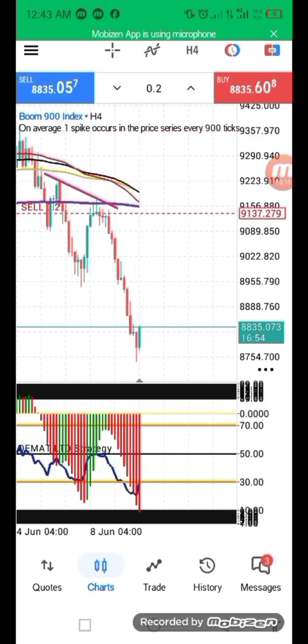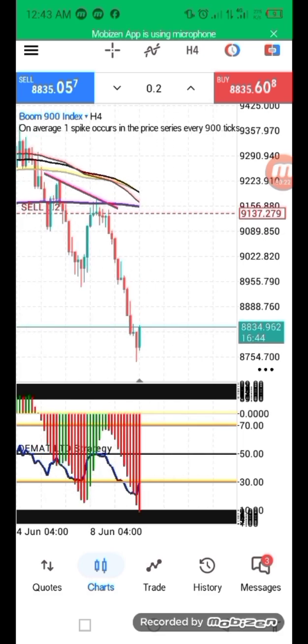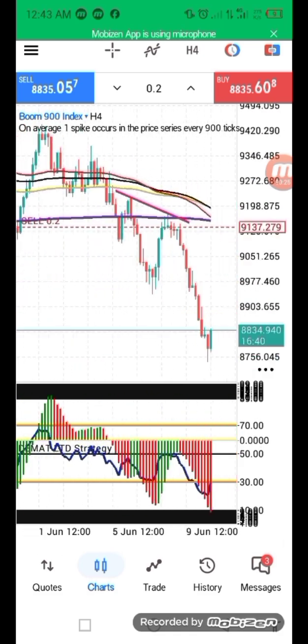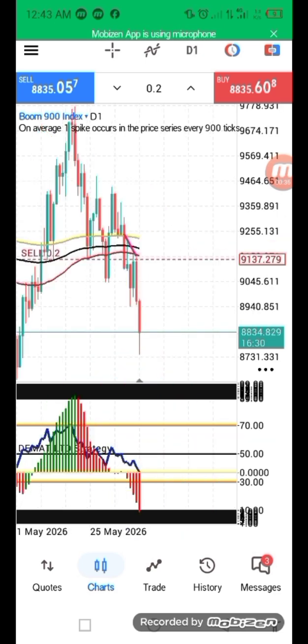Okay, there's something very important I also mentioned, which is the top-down analysis. Here, there's no big deal about the top-down analysis. As I've said earlier, you could see that Boom 900 is making lower high and lower low. But let's look at D1.